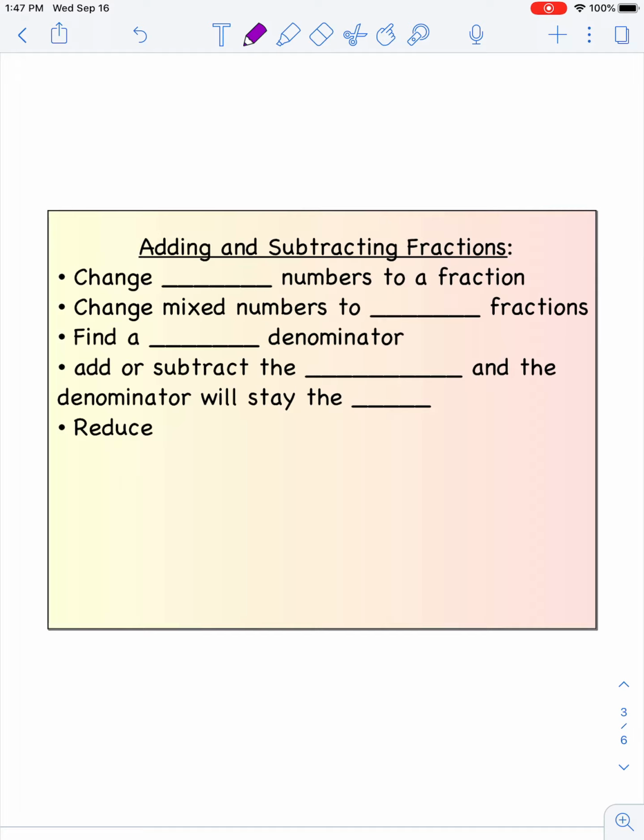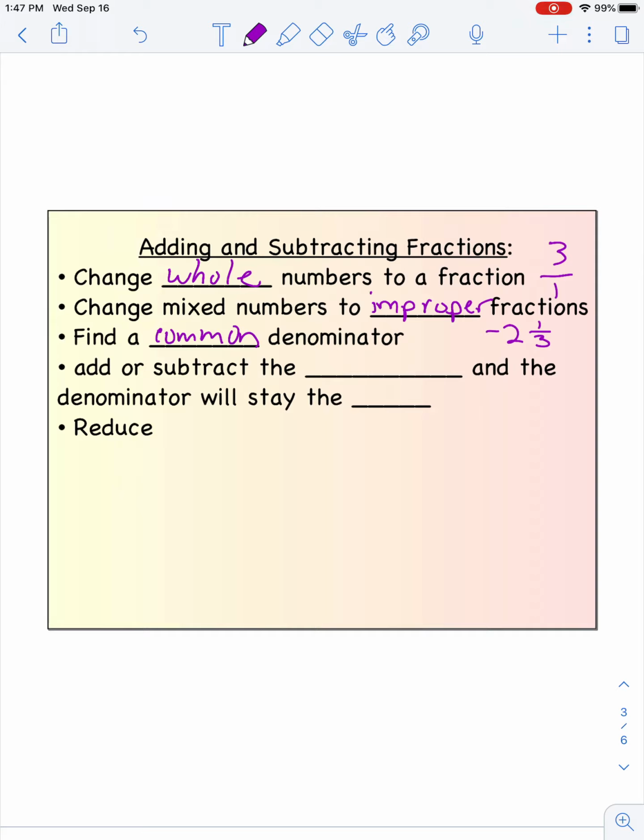So, when you add and subtract fractions, first you need to change all the whole numbers or the plain old numbers to fractions. You do that by putting a 1 under it. So if you have the number 3, you change it to 3 over 1. You change mixed numbers to improper fractions. And you need to also find a common denominator.